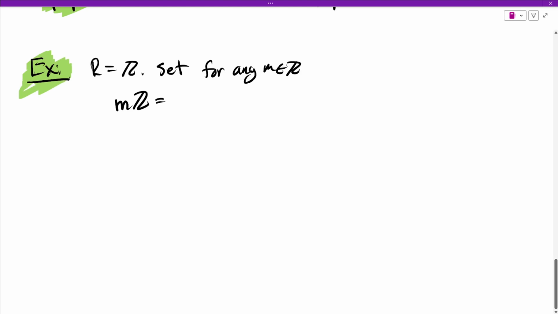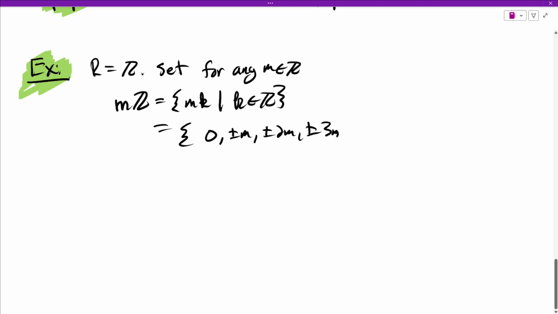In this video, we're going to collect a family of examples of ideals in a ring, and that ring we're going to look at is the integers. So let's set mZ, for any m in Z, to be equal to the set of all multiples of m. As a set, mZ has 0, plus or minus m, plus or minus 2m, plus or minus 3m, and so on.